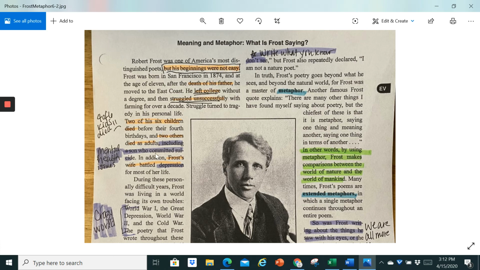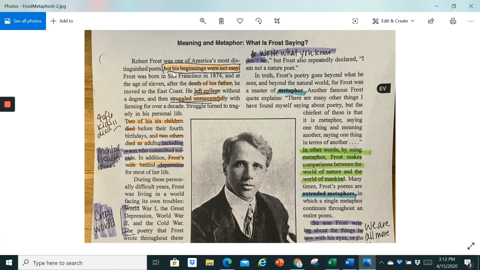So if you read the rest of the paragraph, the things that I've sort of highlighted in orange, you're going to see his beginnings weren't easy because his father died. Beginnings weren't easy because he left college without his degree. Beginnings weren't easy because he tried to be a farmer for 10 years. It wasn't easy because 2 of his 6 kids died as children, and then 2 more of them died as adults, and one of them committed suicide. And his life wasn't easy again because his wife battled depression.